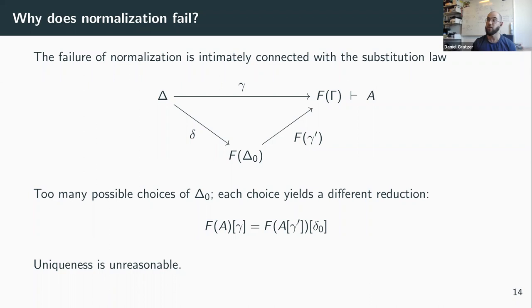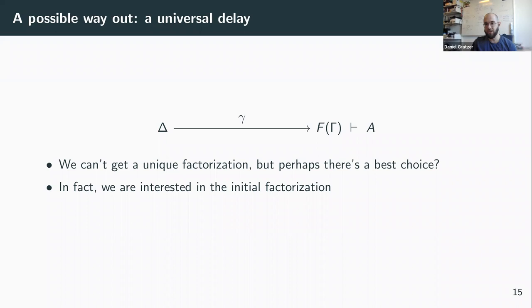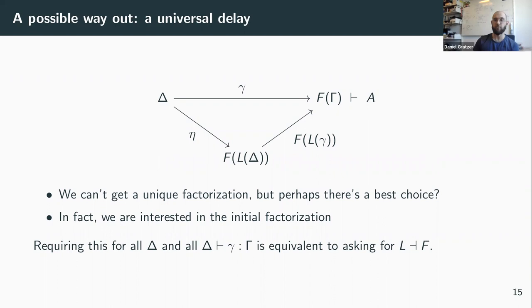So this does offer a sort of potential way out, though. So maybe we can't have a unique factorization, but maybe we can have a best choice of factorization, or perhaps a worst possible choice that we can always use. And so, more technically speaking, we can ask for an initial factorization, factoring each gamma into an eta and then L gamma. And if you require this for all contexts and you require this for all substitutions, this is a fairly recognizable categorical property. We're asking that F be a right adjoint on the category of contexts, and in particular that it has this left adjoint L.